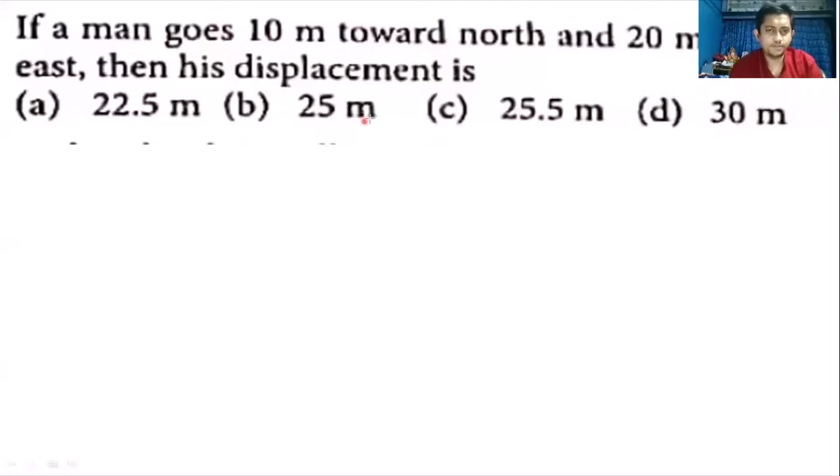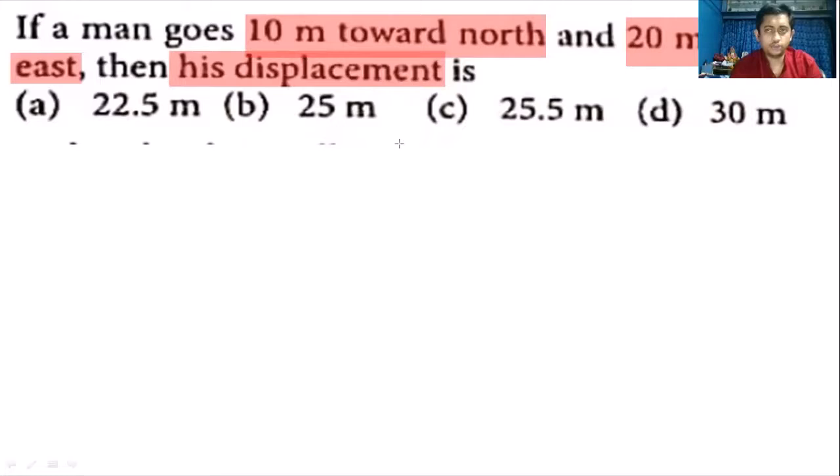Starting with the first question. In the question, they are telling us that a man goes 10 meters towards north and then 20 meters towards east, then what will be his final displacement? Let's consider that this is 10 meters to the north, and maybe this is 20 meters to the east. Then what will be the displacement?